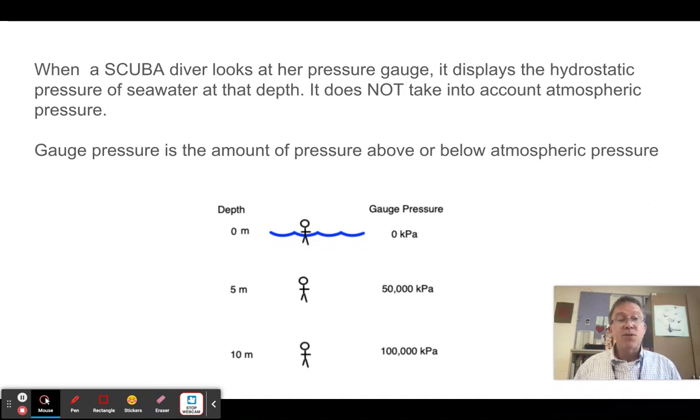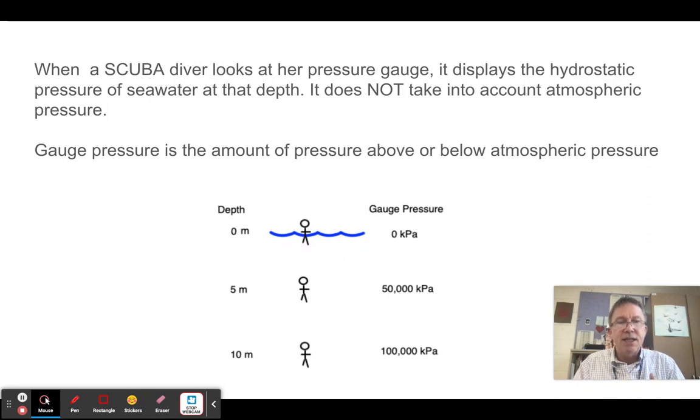The next thing we want to talk about is what's called gauge pressure, and this is a really important one, so please pay attention here. Let's just say I have a scuba diver, and she swims down 10 meters, and she looks at her pressure gauge. And if you scuba dive, you definitely have to use your gauges a lot, or you're going to end up dead. Okay, so she looks at her pressure gauge, and it says 100,000 kilopascals. All right, so we're going to call that the gauge pressure is 100,000.